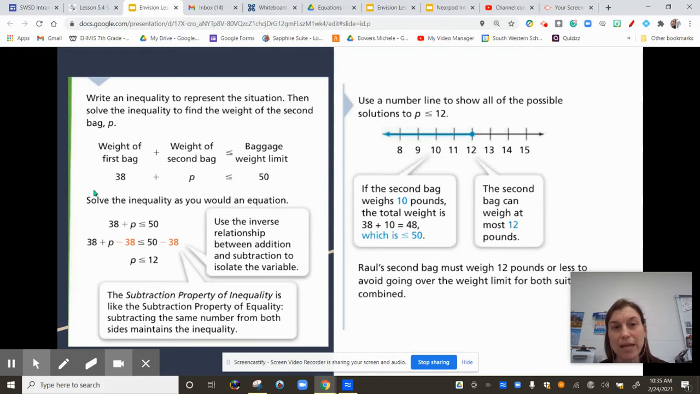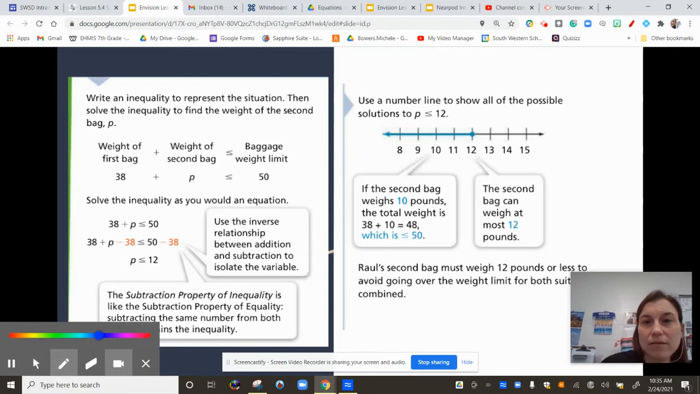If I put 38 plus 11, is that less than 50? 38 plus 8 is also less than 50. So all of these things here on this blue line are all solutions to this inequality. Like the one bag could be, like right here, it could be like 9.6 pounds.